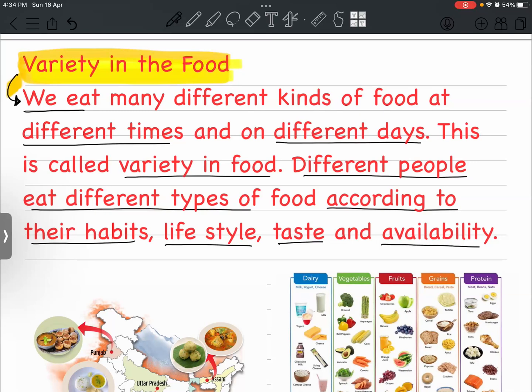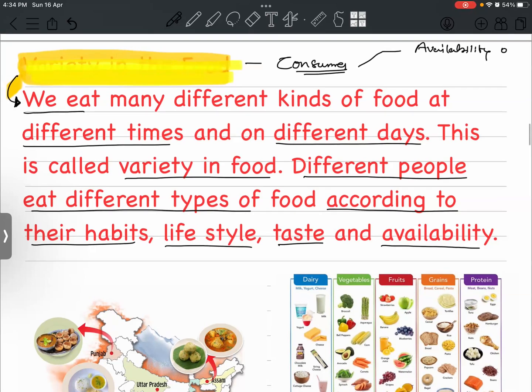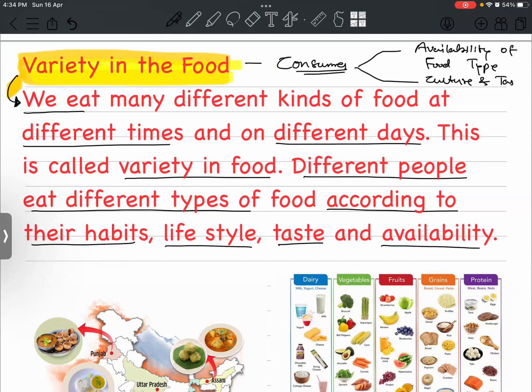Availability. Yeah. Okay. So you see, the variety of the food which we consume is not entirely decided by the humans or the nature alone. The variety of the food which we are eating depends on two things. One is the availability of the food type available there. Another thing is the culture and taste of people.